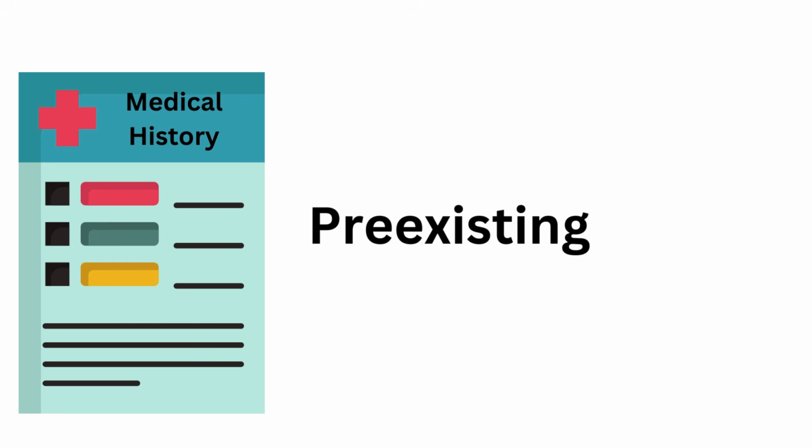Next word is pre-existing. So you can think of already existing, already present. Again, look at the word pre, before, it was there before, or existing, it was already there. So individuals too that had pre-existing diseases, they were also more predisposed to COVID. So you can think of pre-existing, it was already there.